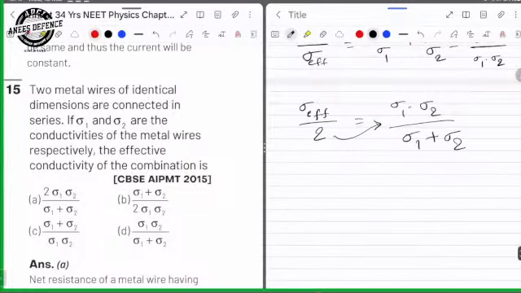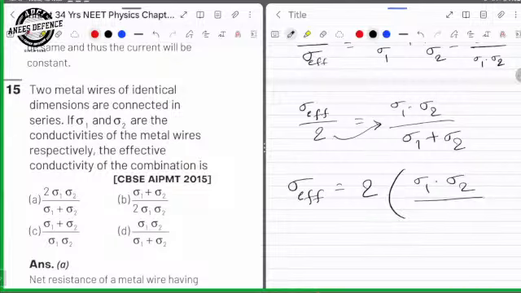Take 2 to this side. Sigma effective is equal to what? 2 into sigma 1 into sigma 2 upon sigma 1 plus sigma 2, right? Product upon addition.